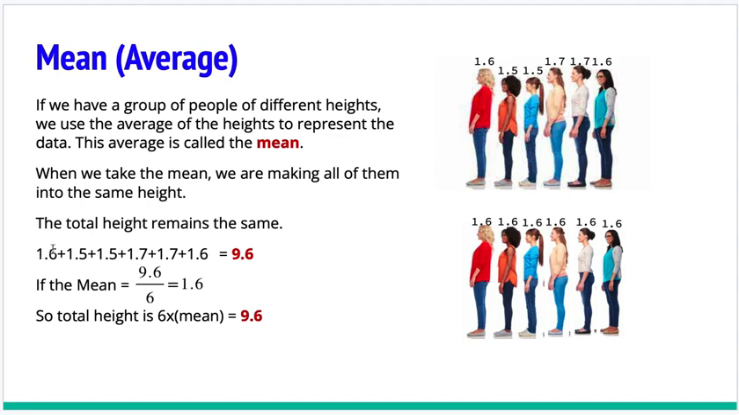So if we take the total of the individual heights and we have 9.6, when we take the mean multiplied by the number of people, we still get the same total, 9.6.